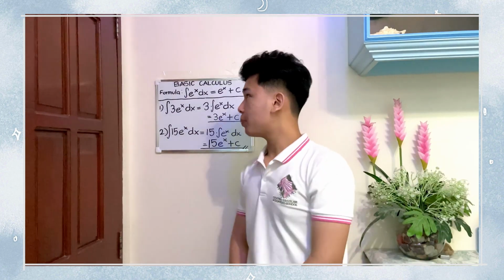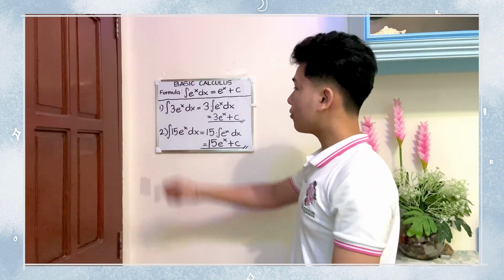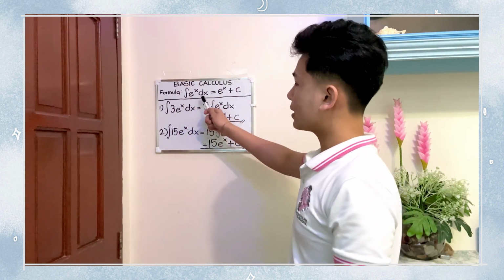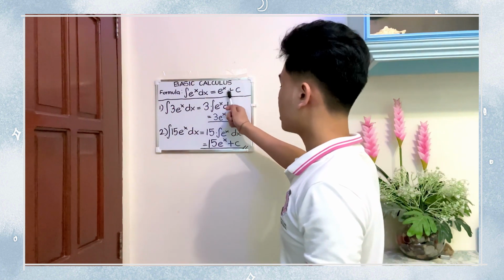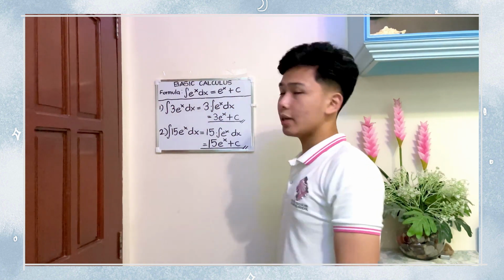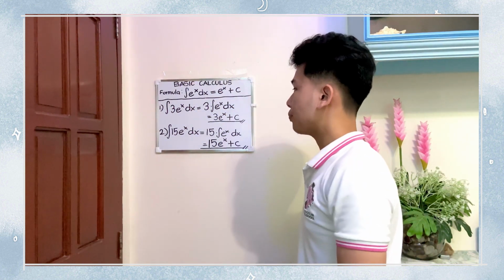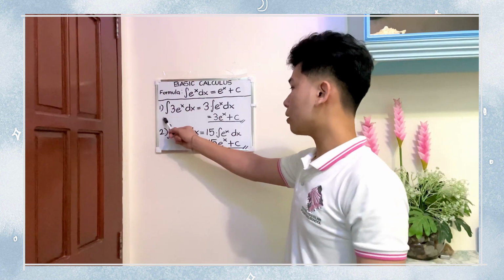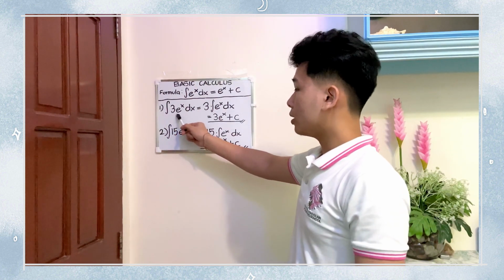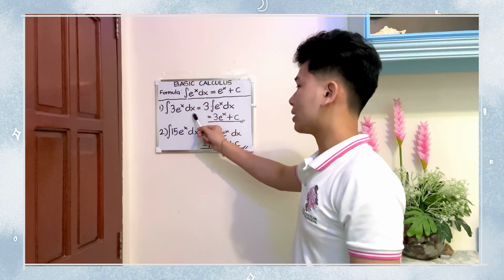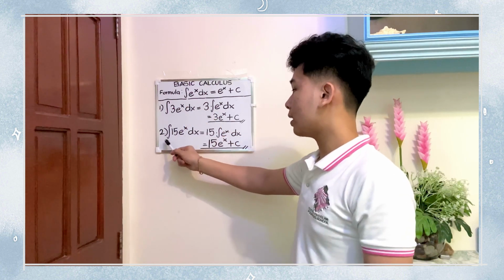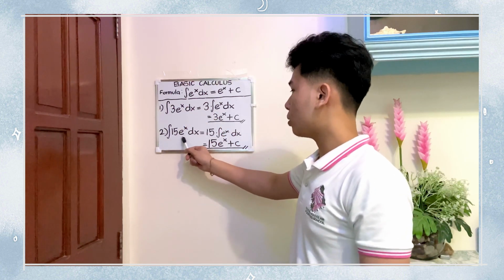Moving on to our third part of basic integration, we have the formula: the integral of e to the power of x dx is equal to e to the power of x plus c. To better understand this formula, I will give you two examples. My first example is the integral of 3e to the power of x dx, and my second example is the integral of 15e to the power of x dx.